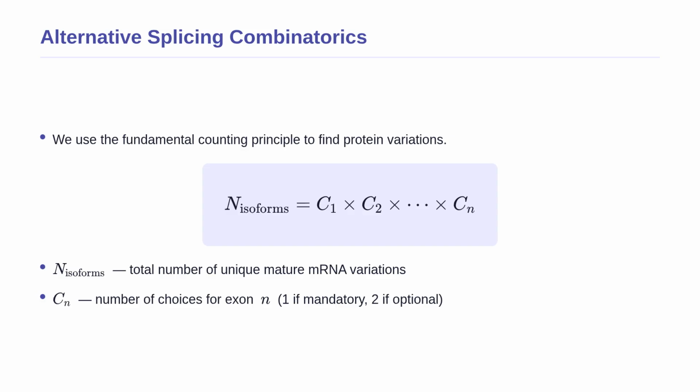If an exon is mandatory for the protein to function, it offers no choice, so its value is 1. If an exon is optional, meaning the spliceosome can either include it or skip it, it presents a binary choice, so its value is 2. By multiplying these choices together, we find the total functional capacity of the gene.